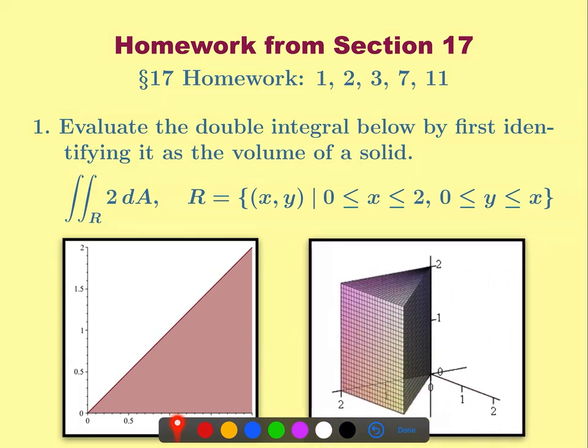The solid itself looks like this. Again, you can see the triangle in the xy plane. And the height of the solid is 2 because that's where we're integrating. Z equals 2 is the plane that's giving us the height. So we're up here at z equals 2 for this plane.